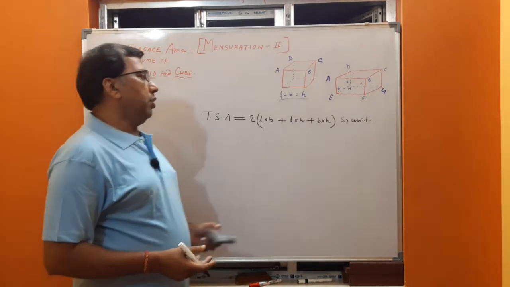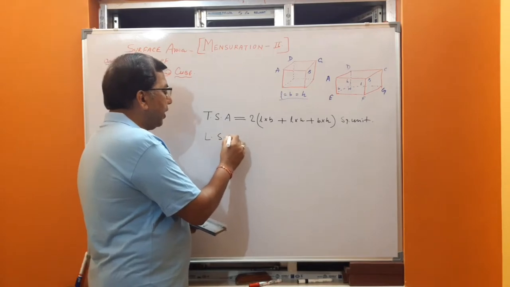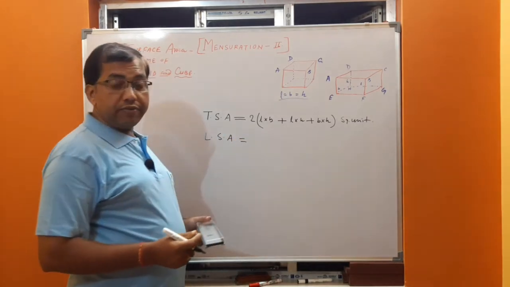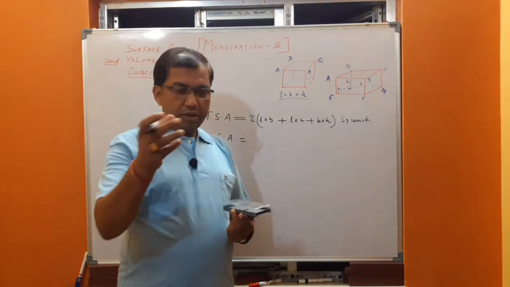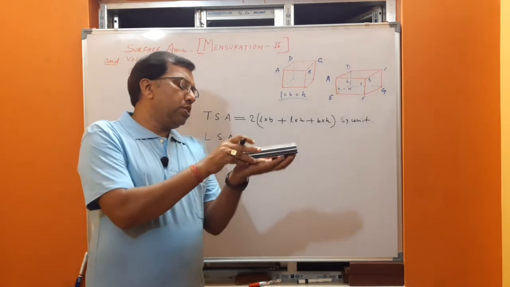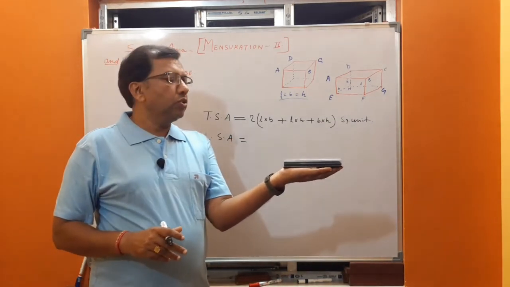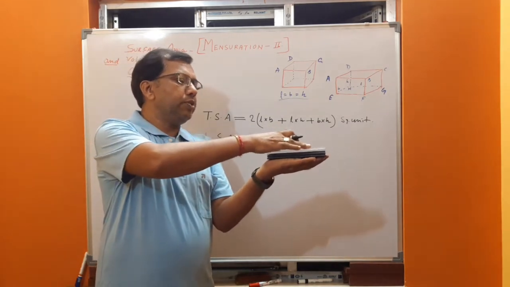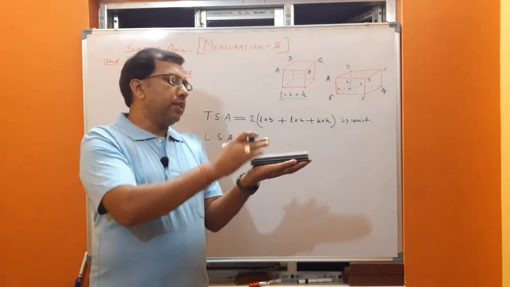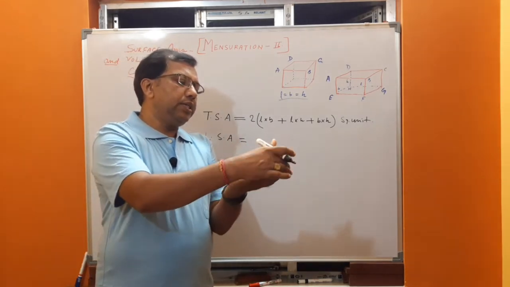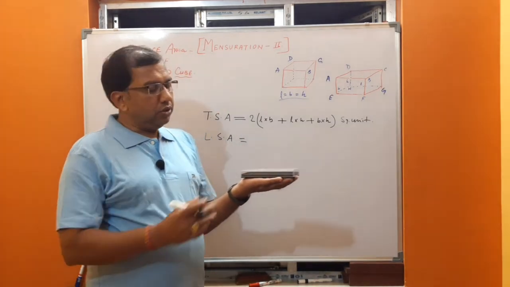Okay. So, if you find out the lateral surface area, what will the lateral surface area be? Lateral surface area means, as I told you, one of the faces is the base out here. In that case, the upper surface will not be under consideration. So lateral surface area means this area, this area, this area, this area. That is the lateral surface area.